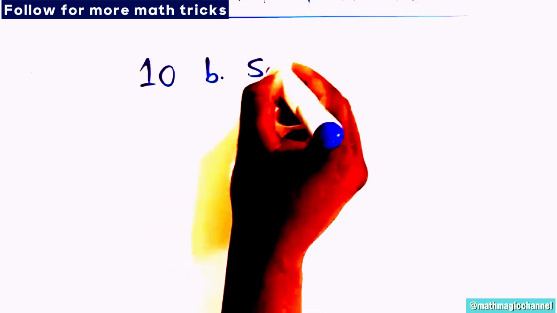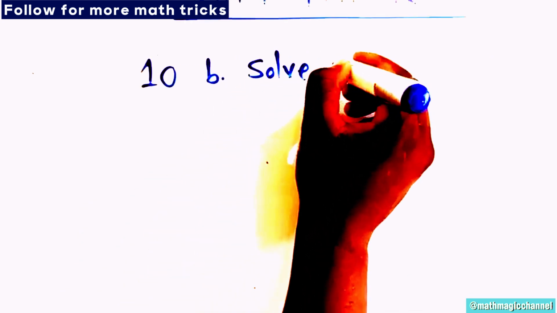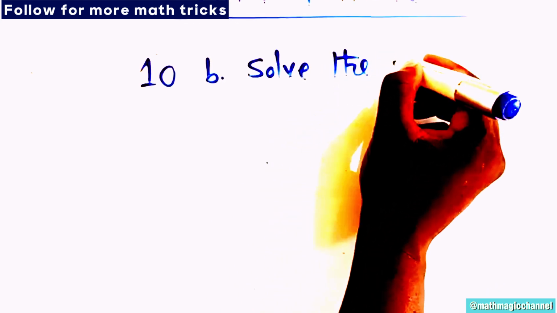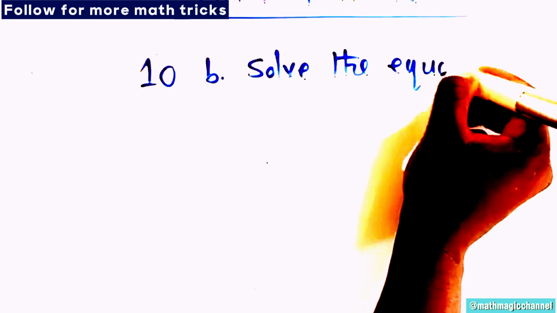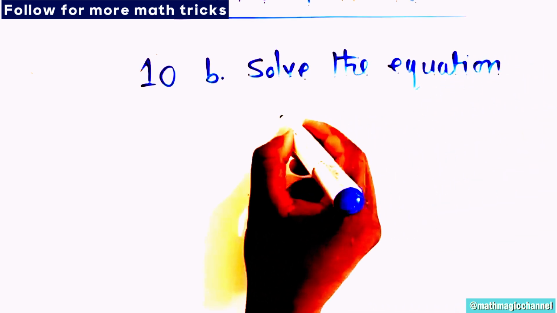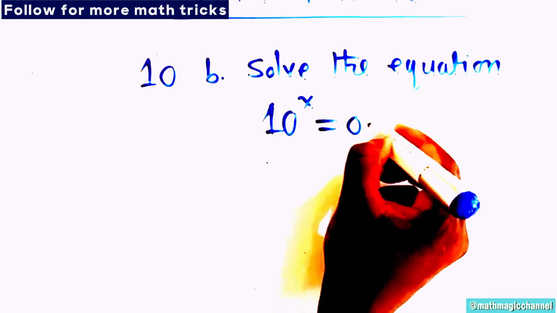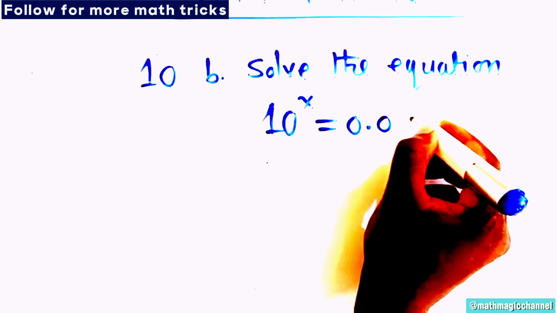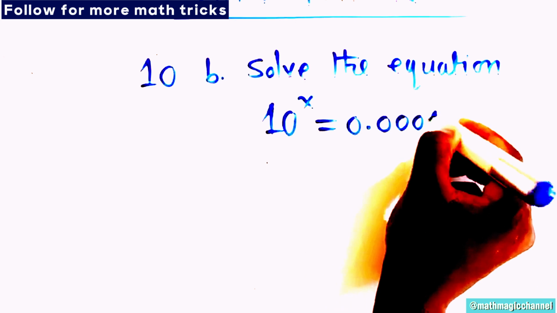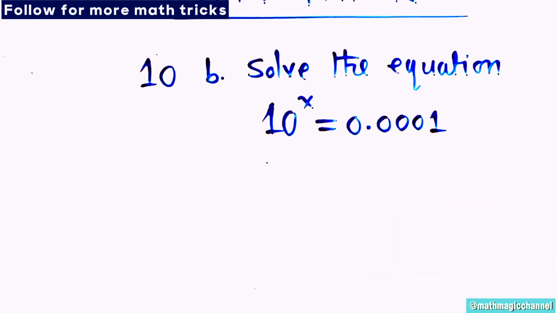They said solve the equation. You can also try to work this out, it's part of your practice. Solve the equation: 10 power x is equal to 0.0001. So try and work out that equation. What answer are you getting? Try to solve it and comment the answer that you're getting. This should be your opportunity to practice.